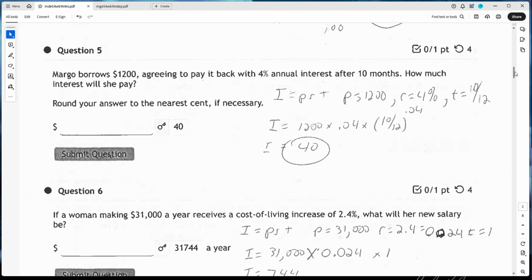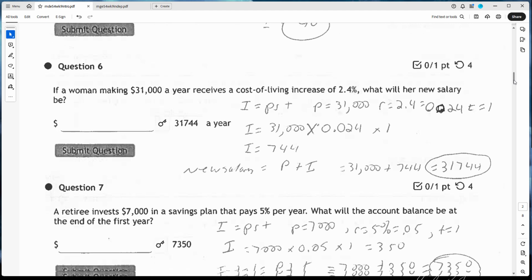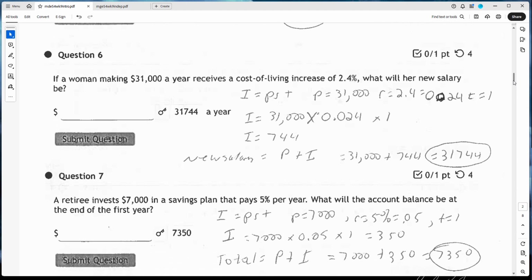Number 6. If a woman making $31,000 a year receives a cost of living increase of 2.4%, what will her new salary be? So I'm using a simple interest formula where P is 31,000, R is 2.4 as a decimal. That's going to be 0.024, and T is equal to 1.